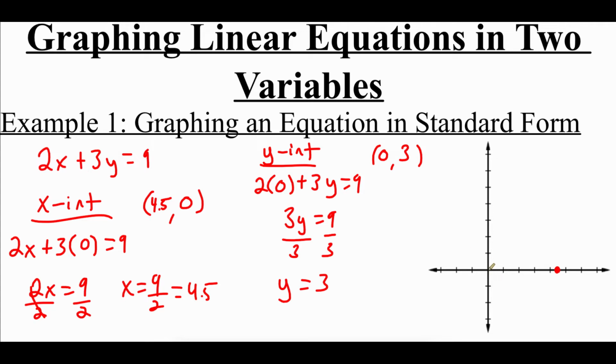So now to plot this point out, we're not going to go anywhere left or right since we have an x value of 0, but we need to go up 3 spaces, and we're going to put our point right at 3 along the y-axis. And all we need to do is take these 2 points that we've got and connect them with a straight line.